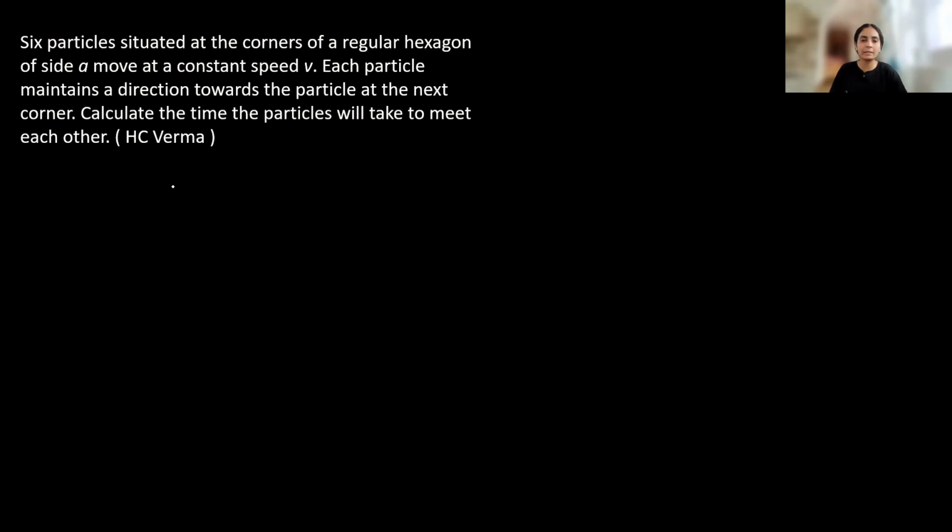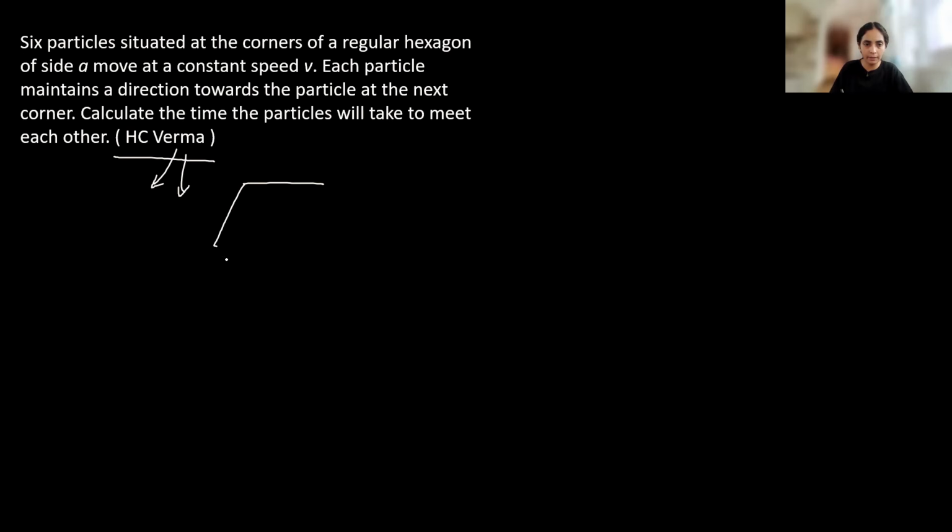Now this is one very interesting question. वैसे जेई एडवांस वगैरह में इसके काफी ज्यादा वेरिएशंस होते हैं बट आपको बहुत ही सिंपल चीजें जाननी है. And this thing is there in the HC Verma, से ही तो मैंने उठाया है ना? या सॉरी, हाँ वहीं से लिया है. Now let us talk about six particles situated at the corner of a regular hexagon of side A moves at a constant speed v. So हमारे पास क्या है?